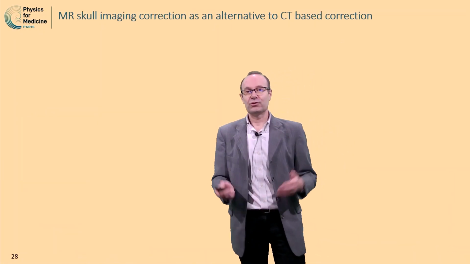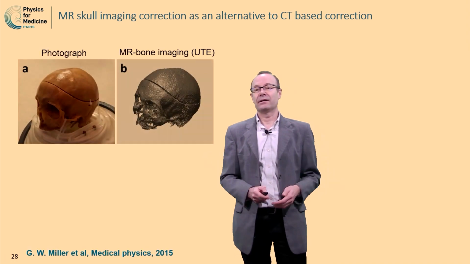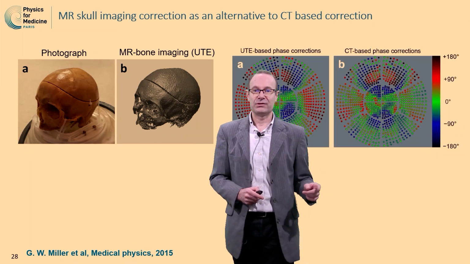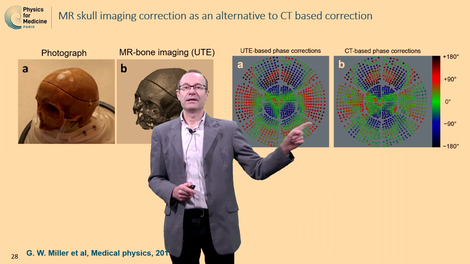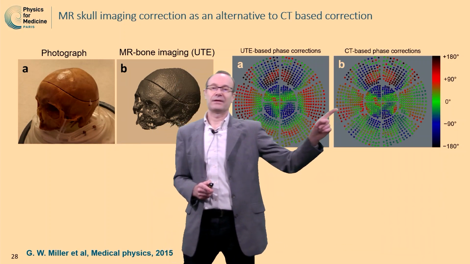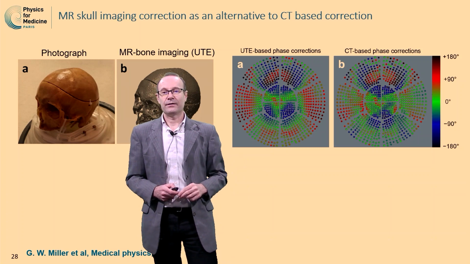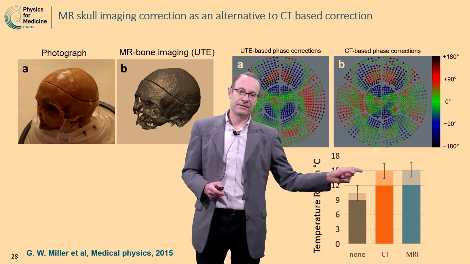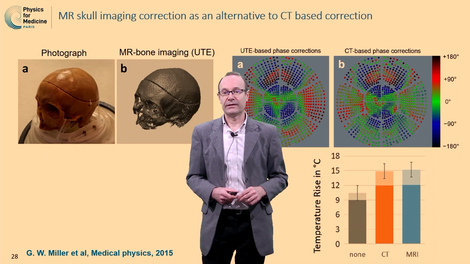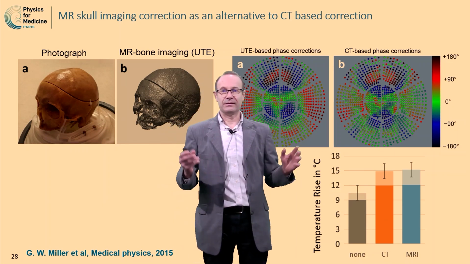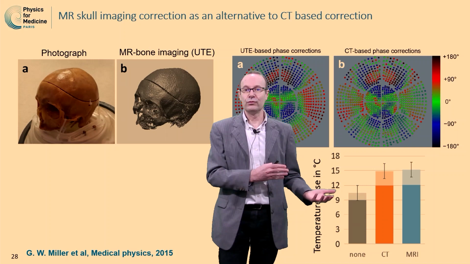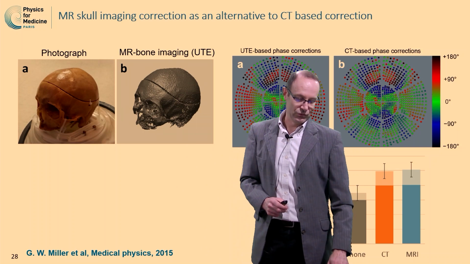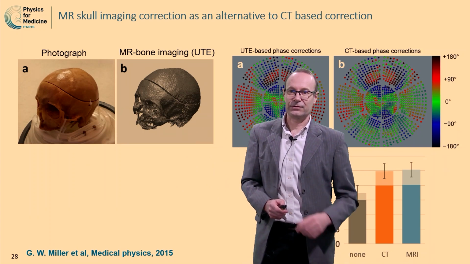It is also possible not to use CT scans, but MR images of the skull bone in order to compensate the aberration. So you see here, this is the correction that would be used by using CT scans, and this is what we obtain with MR-based imaging. And in terms of efficiency, you see that the thermal rise is as high by using the MR techniques as the CT-based techniques. The CT-based correction is the only one that is currently approved in clinics, but it's a first step towards using full MR to compensate for the skull aberrations.